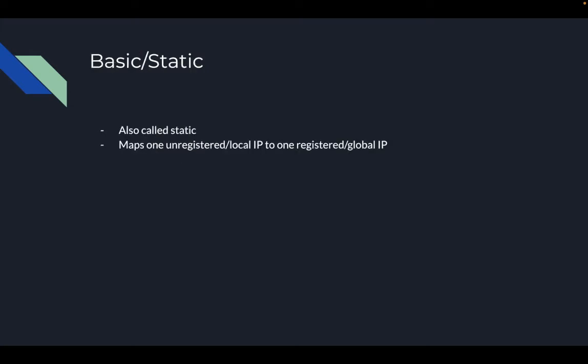So the most basic type of NAT is basic or static, and it basically maps one unregistered/private IP address to one registered/global/public IP address. So this is just a 1-to-1 scale. It's really not anything special. And yeah, next slide.